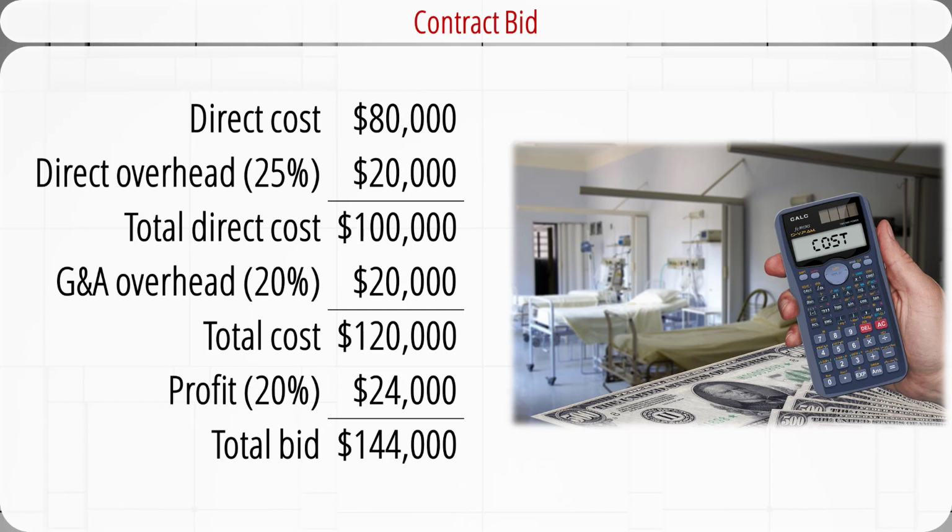When it's time to bid for a project, all these costs must be considered together with the profit margin before offering the total bid. This is an example. The estimated total direct cost is $80,000 for a project. The direct overhead is $20,000, which is 25% of the direct cost. Add them up, the total direct cost is $100,000. The general and administrative cost, or indirect cost, is $20,000, which is 20% of the total direct cost. So the total direct and indirect cost is $120,000. The project office has an expected profit of $24,000, which is 20% of the total cost. The total bid is therefore $144,000.